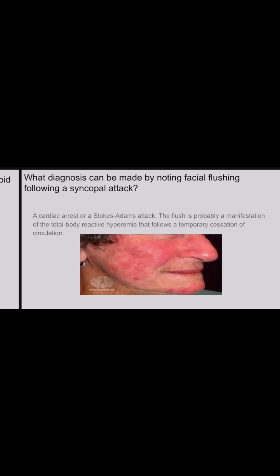What diagnosis can be made by noting facial flushing following a syncopal attack? Cardiac arrest or Stokes-Adams attacks cause the facial flushing. The flush is probably a manifestation of total body reactive hyperemia following the temporary cessation of the circulation. What conditions that can affect the heart, besides thyrotoxicosis, can cause warmer than average skin? Severe anemia, beer drinkers or acute beriberi, which can affect the heart, can cause warmer than average skin.